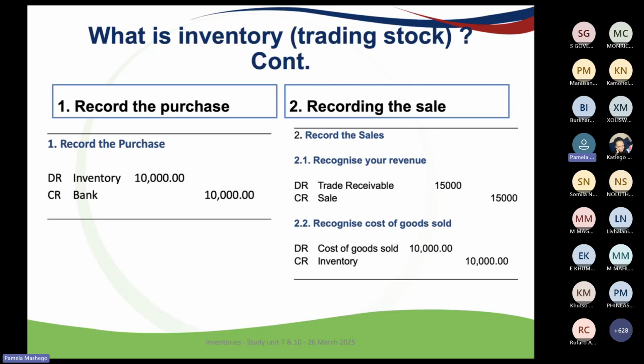And then the second one is when we release the cost of our inventory from the balance sheet to the income statement. So you debit the cost of goods sold with the cost price of your inventory, which is 10,000, and then credit inventory to decrease it because you no longer have it, with 10,000. Does that make sense?